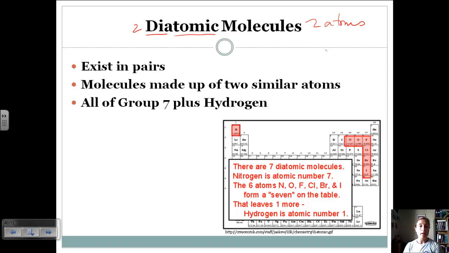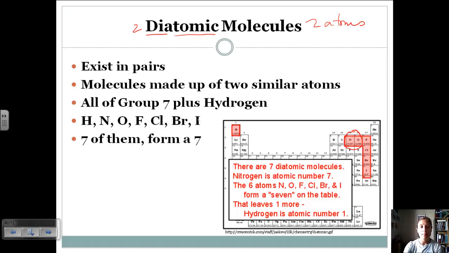There are a couple of ways that people have come up with to do that. They're all group 7 plus hydrogen. That kind of works, but then we're forgetting about nitrogen and oxygen. So I'm not really a fan of that memorization technique, but if it helps you, go for it. The 7 diatomics are hydrogen, nitrogen, oxygen, fluorine, chlorine, bromine, and iodine.